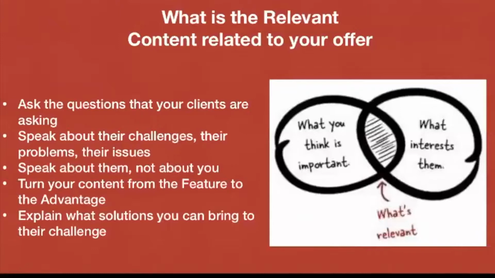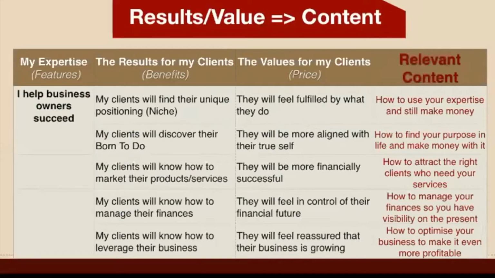We want to turn our content from feature to advantage. Not say, I offer great services, but say the services I offer will bring you such and such. Or if you have a problem solving this issue, I can help you by doing such and such. So I don't talk about me, I talk about them, and we explain what solution we can bring to solve their challenge. So this is how we create relevant content. Again, we start from the expertise, we translate it into a result, and the value is translated into relevant content.